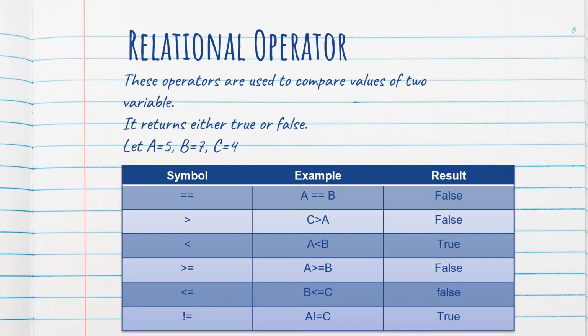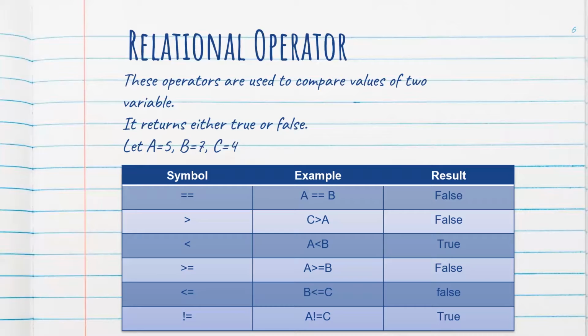Similarly, greater than symbol is used to check whether a variable is greater than another variable. So I have written C is greater than A. The value of C is 4 and value of A is 5. So this is a false statement. So it will return false. Similarly, A is less than B.